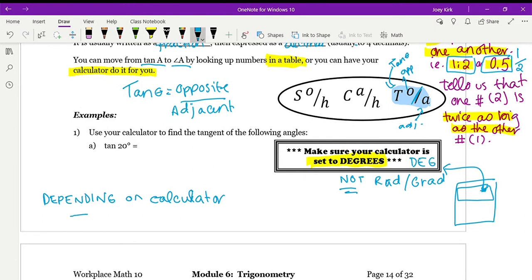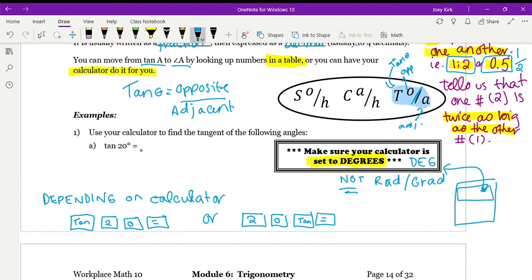You're either going to push the button that says tan, and then the button for 2, and the button for 0, and the button for equals. Okay, so like that. Or if you have a different kind of calculator, you may have to put in 2, 0, and then push tan. Again, if you're having calculator issues, let me know and I can help you figure it out. But these are the two options. I don't think I know of any other options.